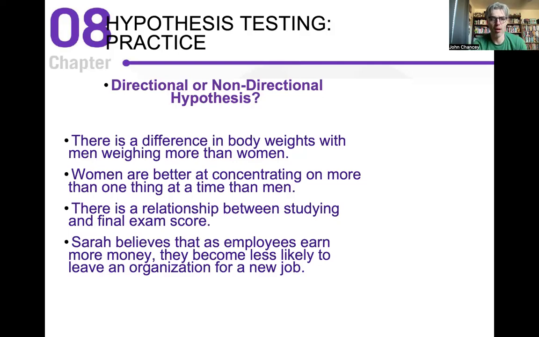Next one: women are better at concentrating on more than one thing at a time than men. Again, if you think it's directional or non-directional, pause, write your answer down. Okay, that is directional. We're saying women are going to perform better in this case. We're comparing men and women. We think women are going to score better.